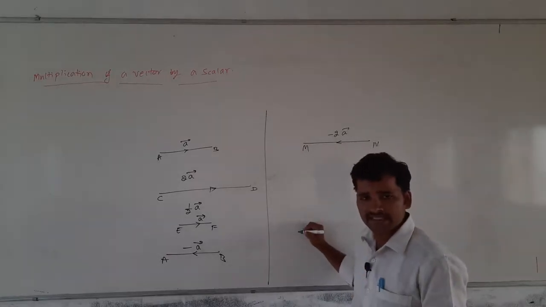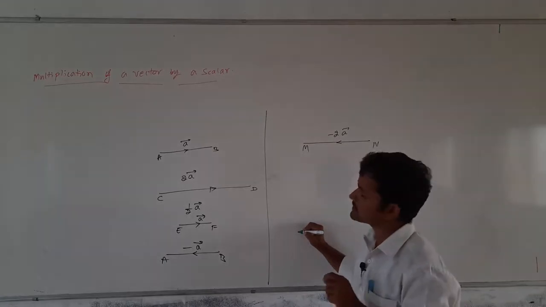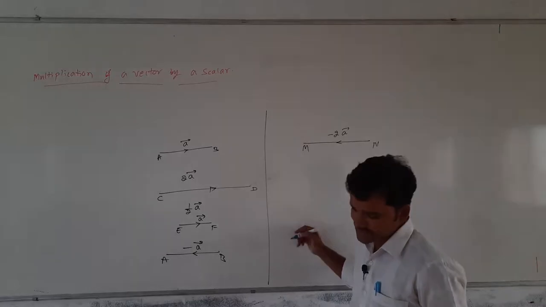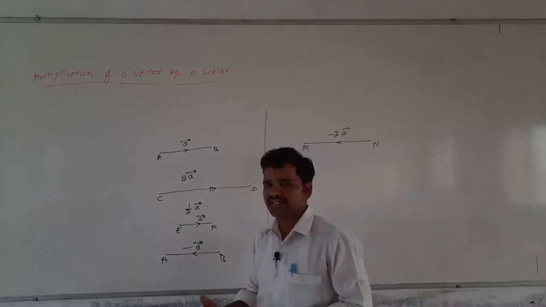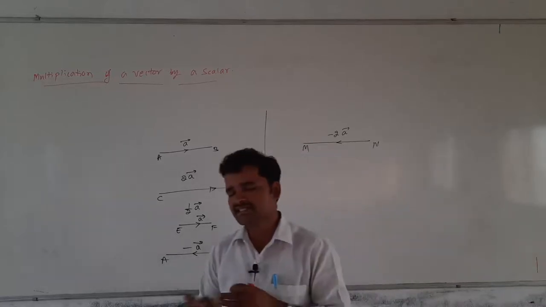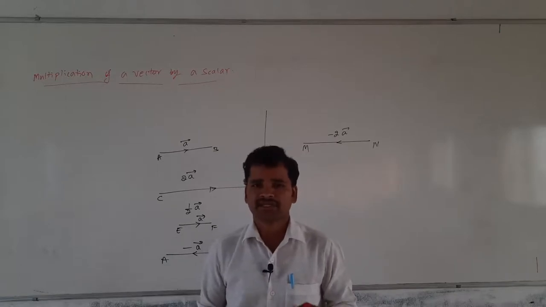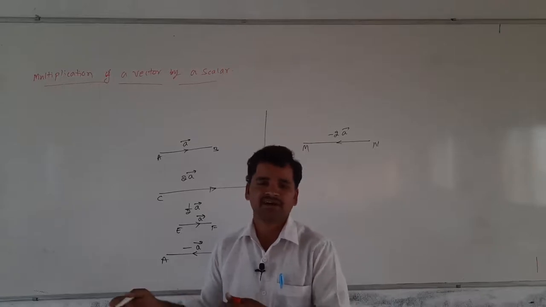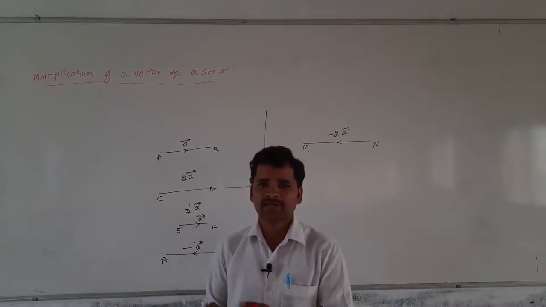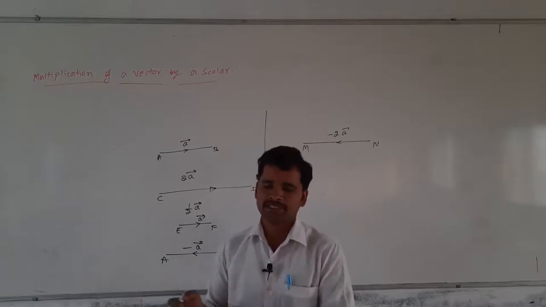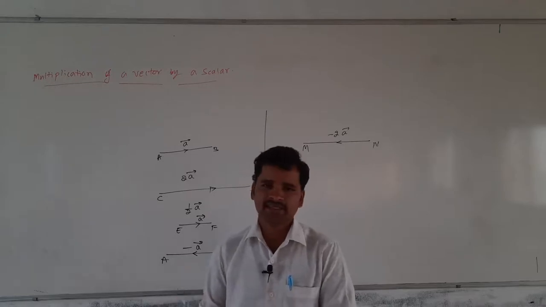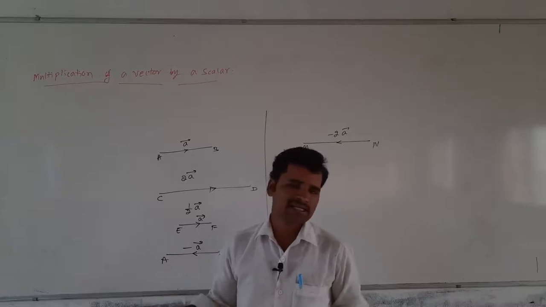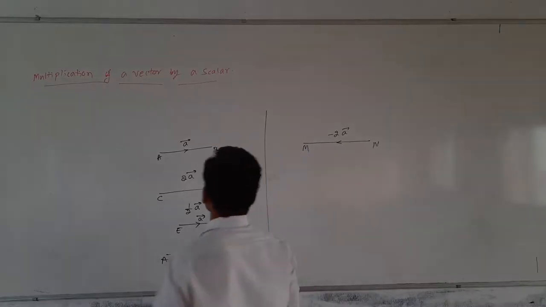Length increases twice and its direction reverses. Very simple. If it is multiplied with a negative value, the direction changes, exactly opposite to the first one. And what about its magnitude? It depends on how many times it is multiplied. If multiplying by half, it reduces by half. If multiplying by 1 by 3, it reduces by 3 times. If multiplying by 10, the magnitude increases by 10 times. That's all. Very simple concept.